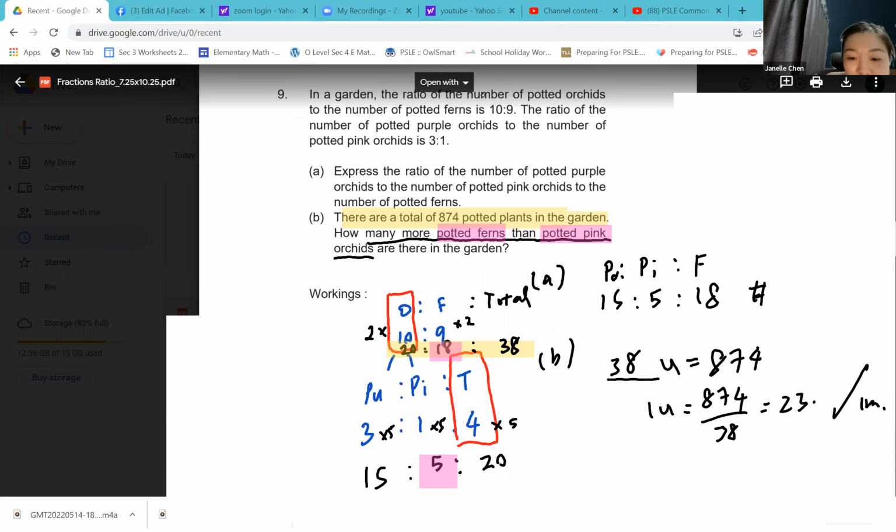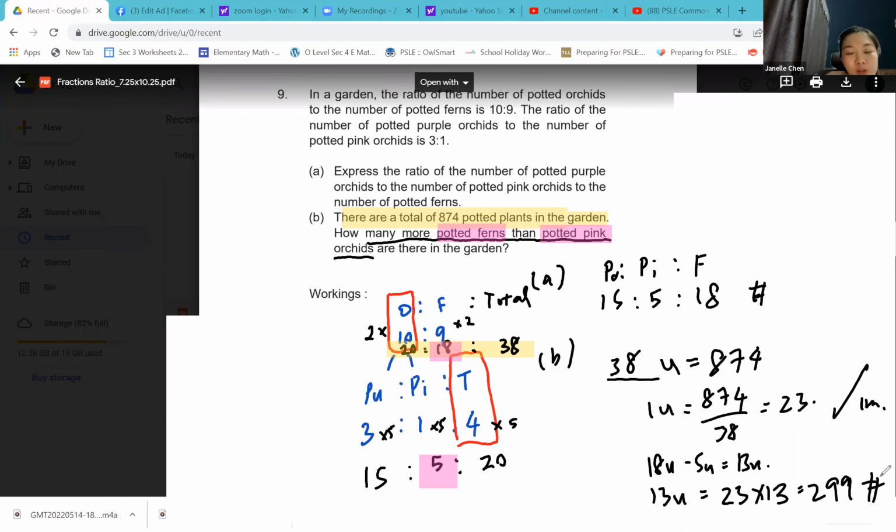So that is really important. Note that. So we have 18 units minus 5 units. We have 13 units, which is basically what we need to find here, which is the difference between the potted ferns and the potted pink orchids. So we have 13 units, and let's just find this by multiplying by 23. 13 multiplied by 23. What we get here is 299. So this is basically the answer that we managed to find for B.